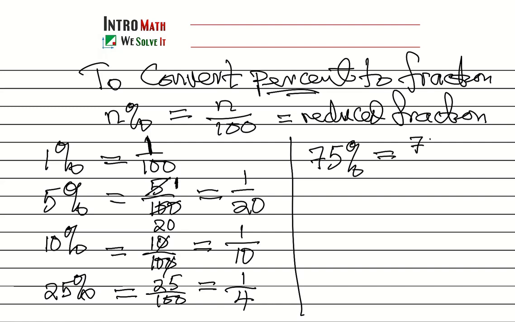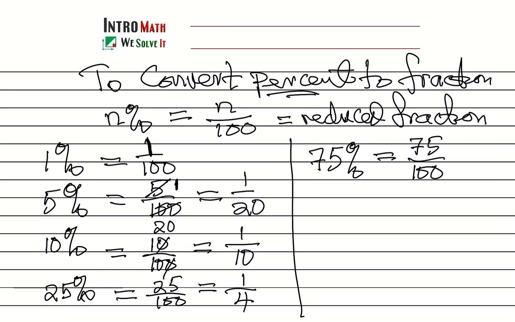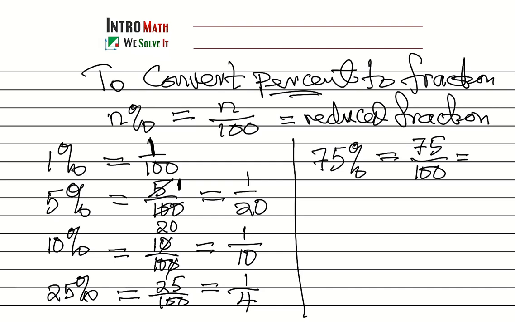You write 75 over 100, and then you try to reduce that into a simple fraction. You use 5, just use 5 repeatedly, and you will get 3/4. That's 3/4, right? Because a quarter is 1/4, so that's 3/4 right there.